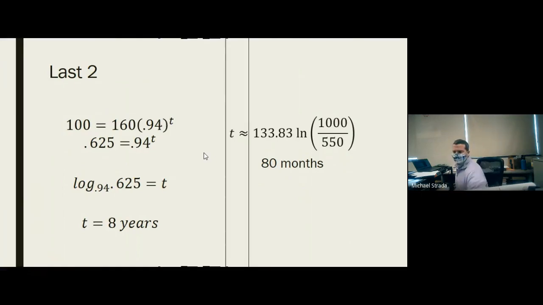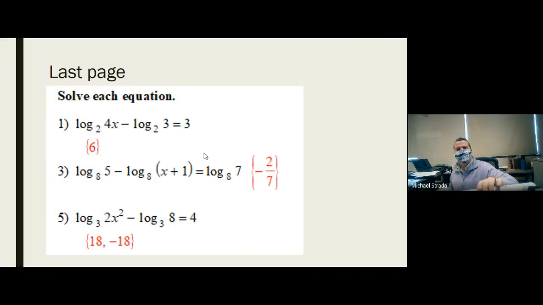So now we got these, solving equations: 6, -2/7, 18 and -18. Don't forget, for example, in number 3, it would be 1 to 1 because they're all log 8. But in number 1 and 5, you can't because the constants on the right are not in a log form. They're not 1 to 1. So 1 is 6, 3 is -2/7, 5 is 18, -18. And it can be -2/7 because if you plug that in and add the 1, it turns it into a positive.